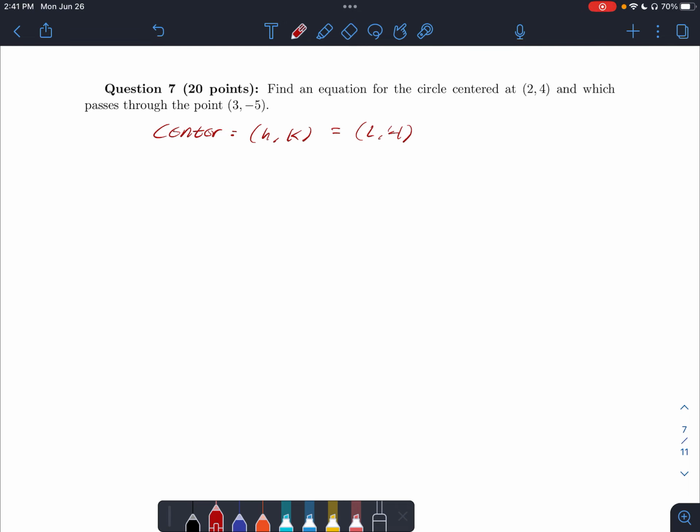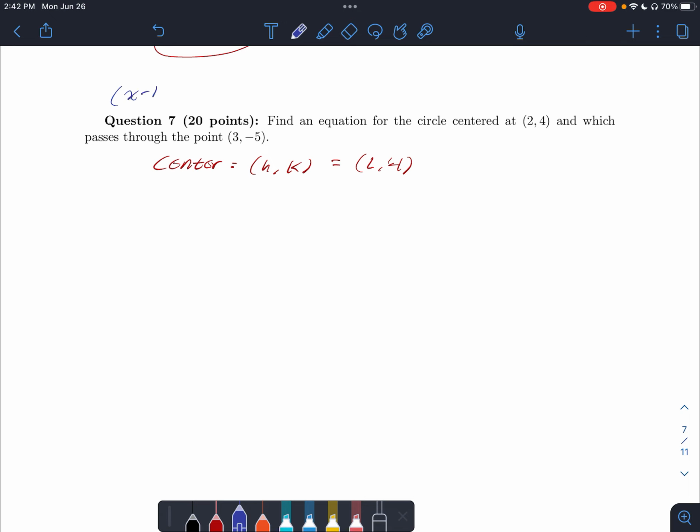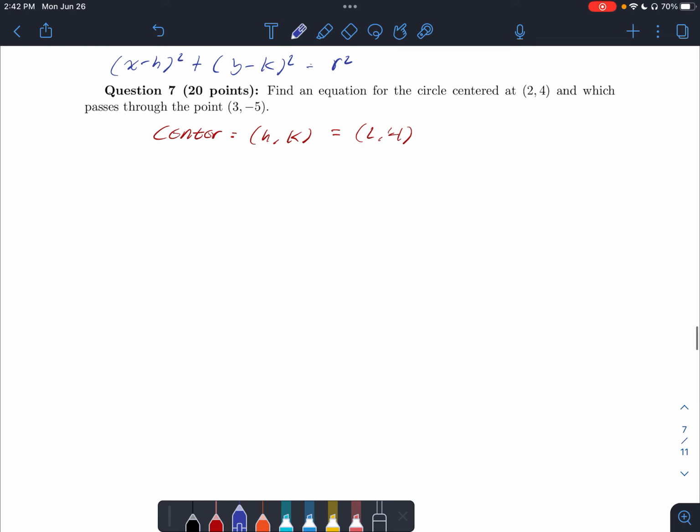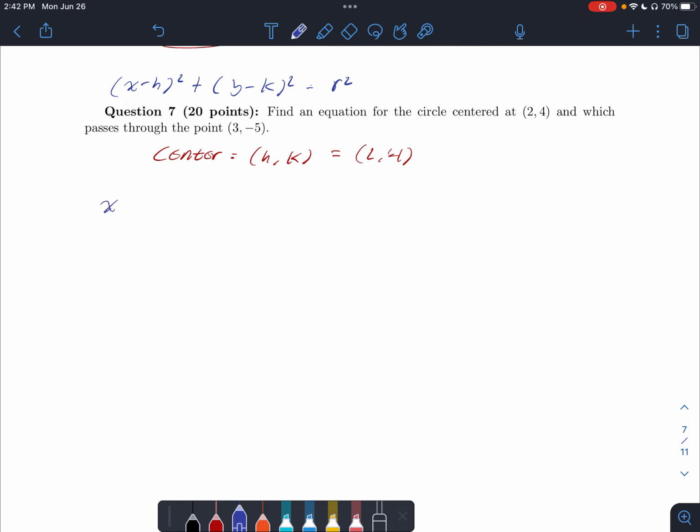So that means that the equation for our circle is (x minus h) squared plus (y minus k) squared is equal to r squared. Okay, given that information, we can just go ahead and plug that in. So we can plug h and k in. So we'll have (x minus 2) squared plus (y minus 4) squared is equal to r squared.